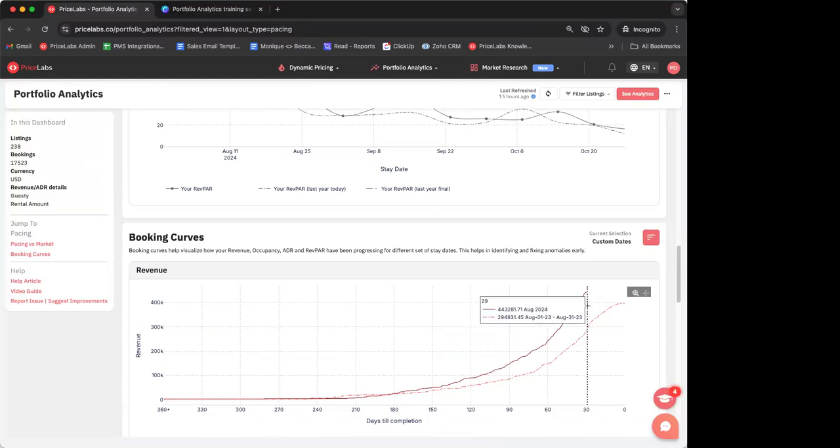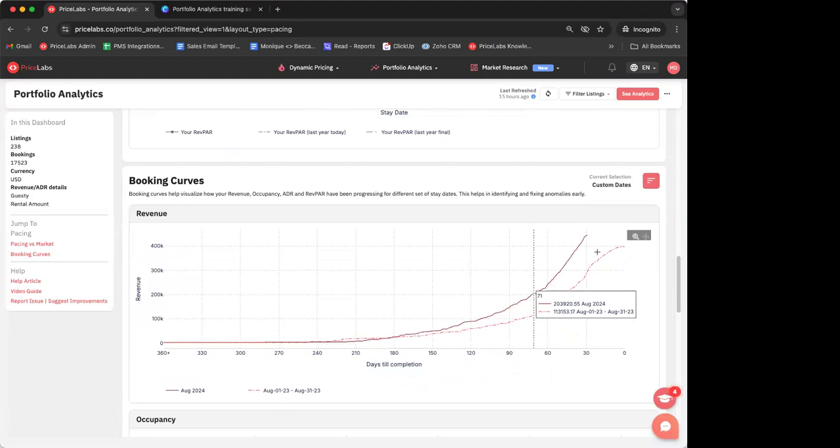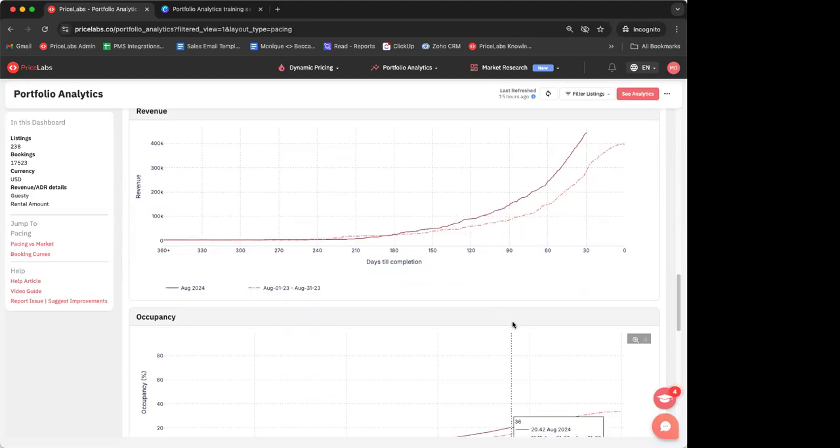So here's my revenue. And then this is where I was as of last year today. So 30 days out. So we can probably expect to see more pickup over the next 30 days until we get to the end of the month in terms of revenue. Now, revenue doesn't give us the full picture because I know that this portfolio took on more properties over the last year. So the increase in revenue might be due to an increase in listings that I manage.